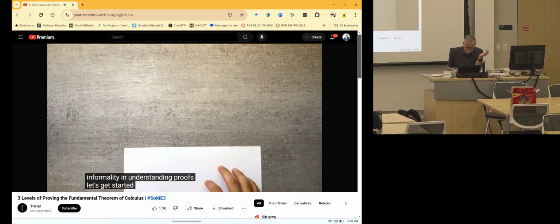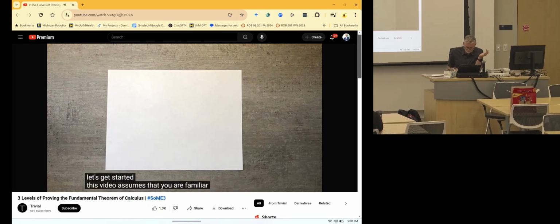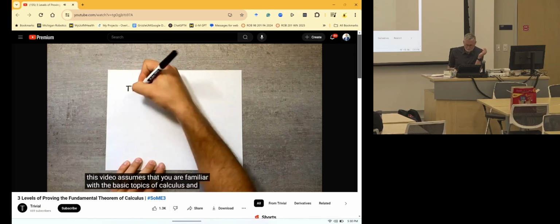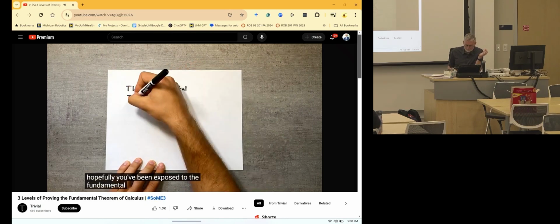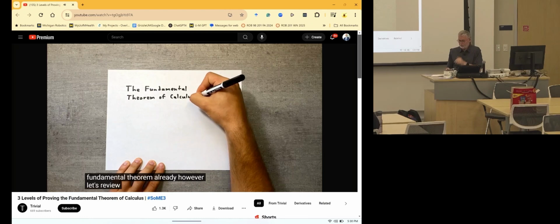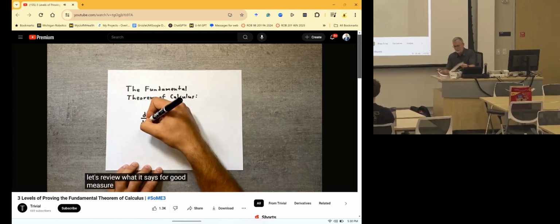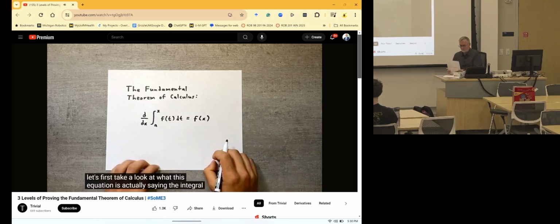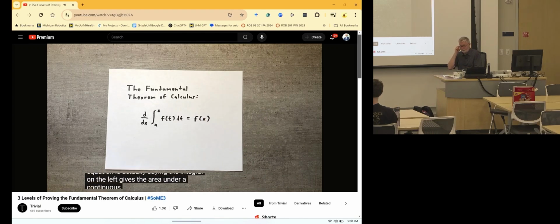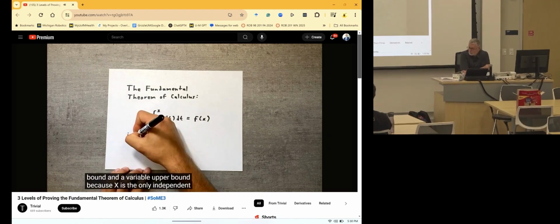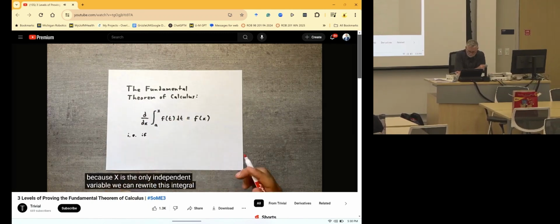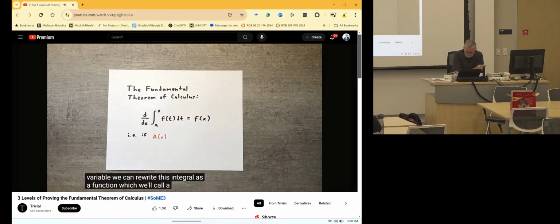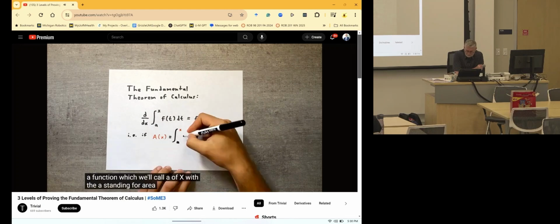This video assumes that you are familiar with the basic topics of calculus, and hopefully you've been exposed to the fundamental theorem already. However, let's review what it says for good measure. Let's first take a look at what this equation is actually saying. The integral on the left gives the area under a continuous curve f between a fixed lower bound and a variable upper bound. Because x is the only independent variable, we can rewrite this integral as a function, which we'll call A of x, with the A standing for area.